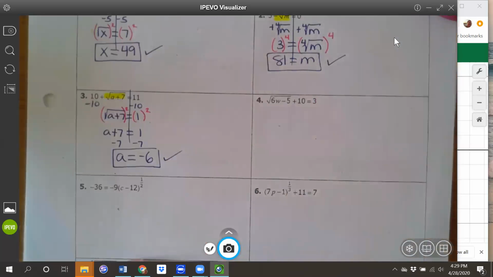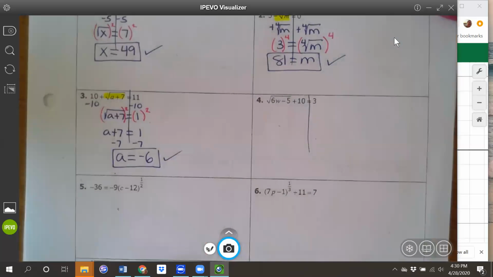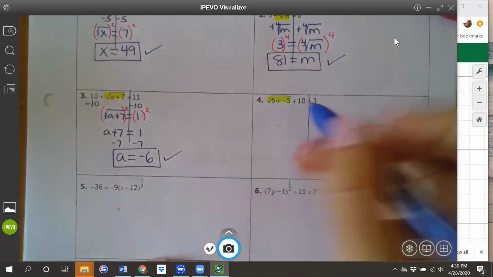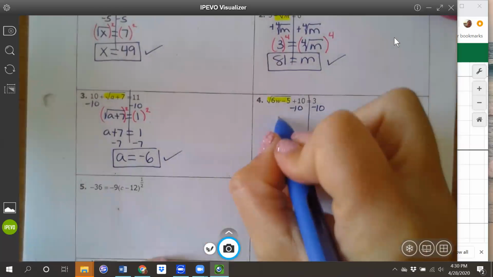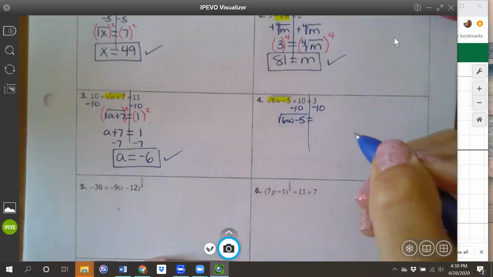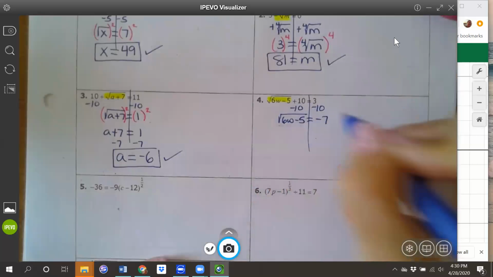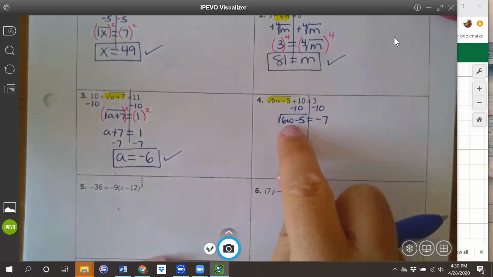Okay, remember, you are pausing these videos and you're working ahead of me. When you feel confident that you can do it, go ahead and do it by yourself so that you can check your own understanding. I need to get the square root by itself, which means that 10's got to go. Subtracting 10 on both sides. So that's going to be the square root of 6w minus 5 equal to 3 minus 10 is a negative 7. All right, now that square root has got to go.